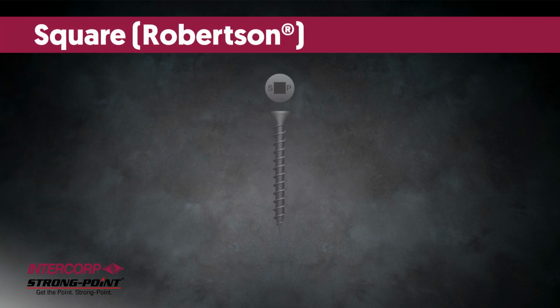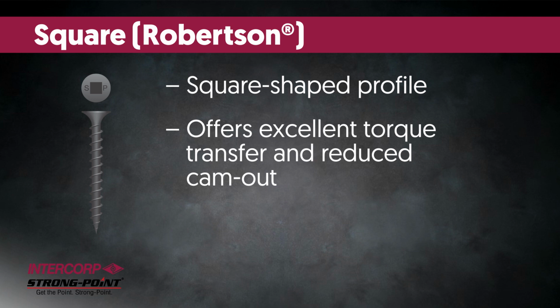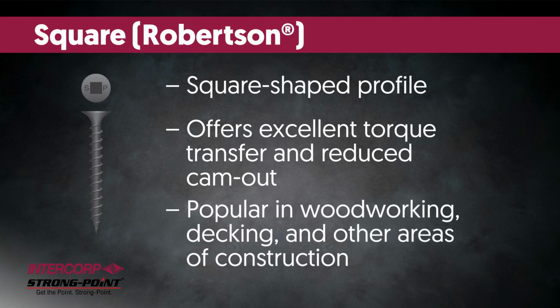Square. The square recess, also known as Robertson, has a square-shaped profile. It offers excellent torque transfer and reduced cam-out, making it popular in woodworking, decking, and other areas of construction.